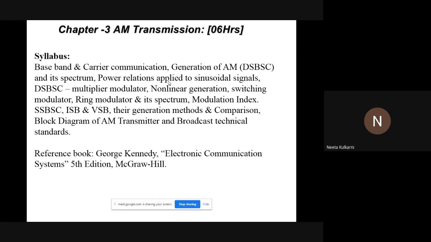So we have to see the mathematical equations in AM. When we say modulating signal or carrier signal, there is a mathematical representation for those respective signals, and those mathematical functions will also change when you do the modulation. All those points we have to see in this chapter.